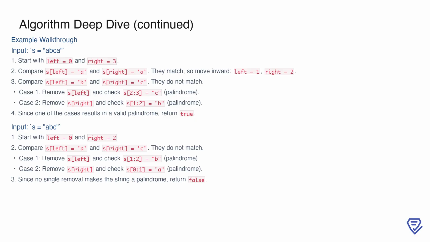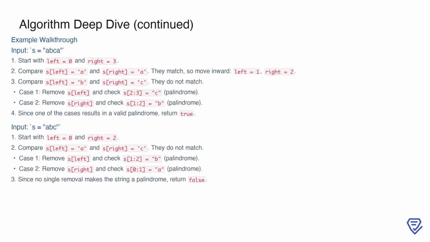For the input string APK, we initialize pointers at the start and end. The first comparison, A and A, matches, so we move inward. Next, we compare B and C, which do not match. At this point, we explore two cases, skipping B to check if C is a palindrome, or skipping C to check if B is a palindrome. Since one of these cases results in a valid palindrome, we return true.